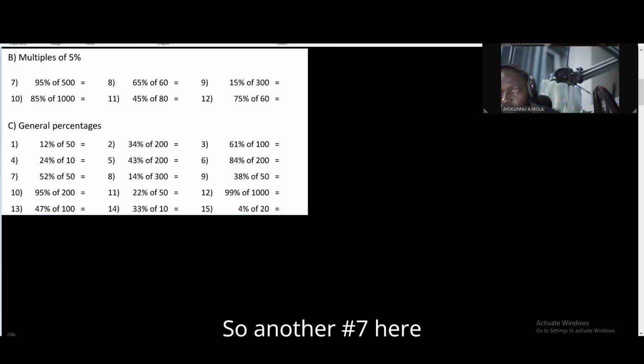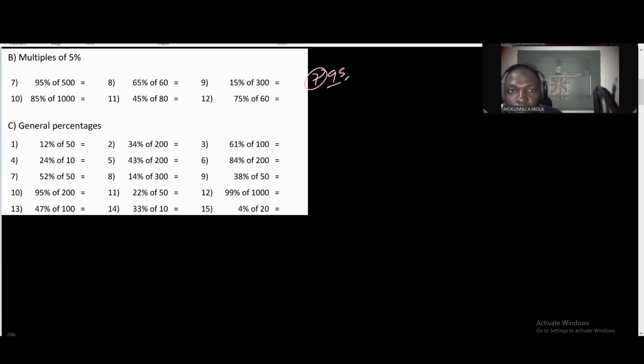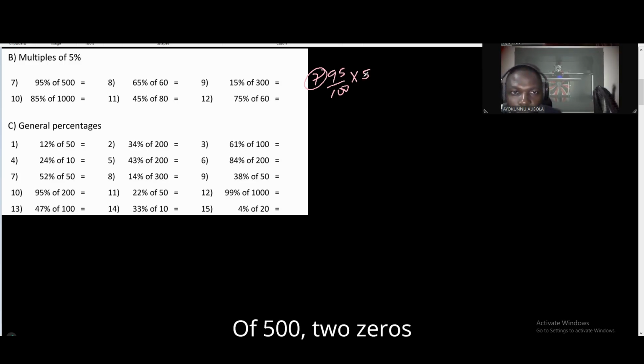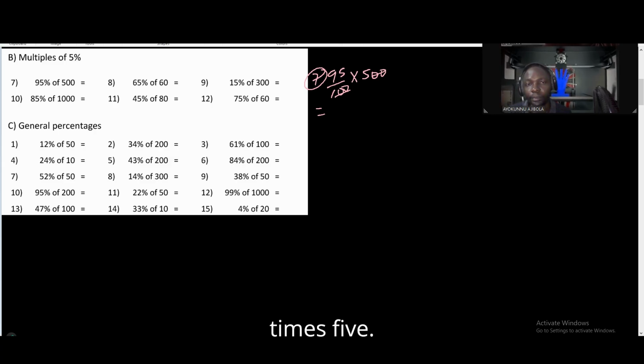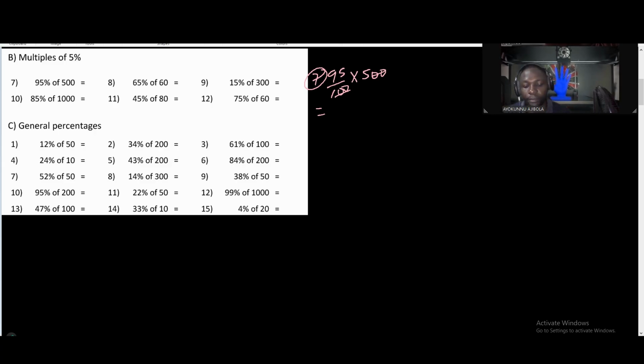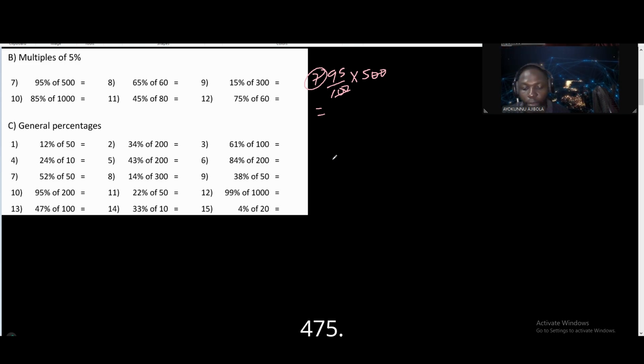So another number 7 here, we have 95% of 500. Two zeros cancel two zeros. Then we have 95 times 5. That is 475. So we go 475.